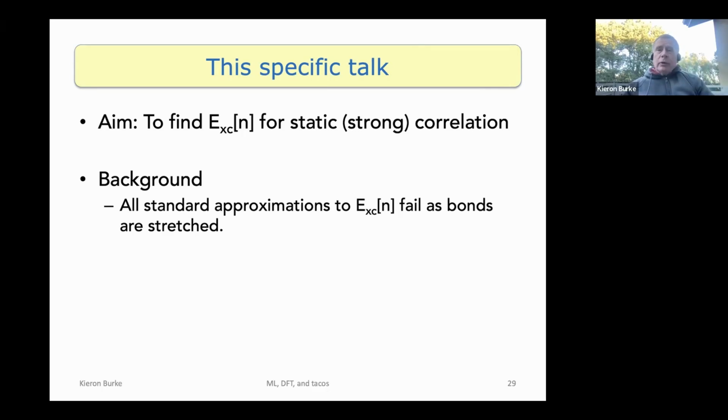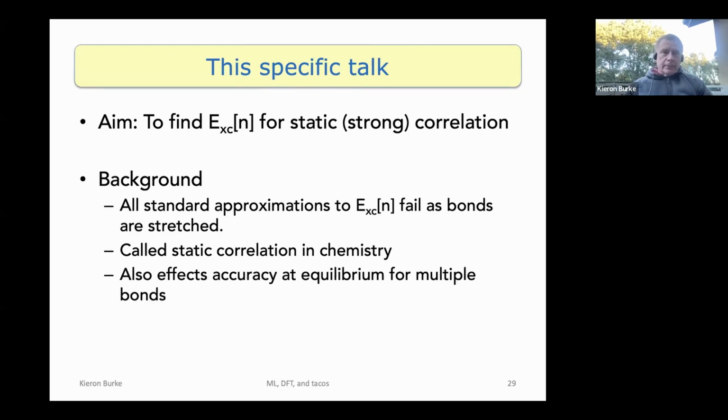And in chemistry, one aspect of that, at least, that you can mimic is if you take a bond and you stretch it, all of our standard semi-local density functionals tend to fail as the bond gets very stretched. We call that static correlation in chemistry, and that's at least one of the effects of strong correlation. Strong correlation really means electrons localizing on separate atoms. And that's, in fact, why we mix some fraction of exact exchange in global hybrid functionals.